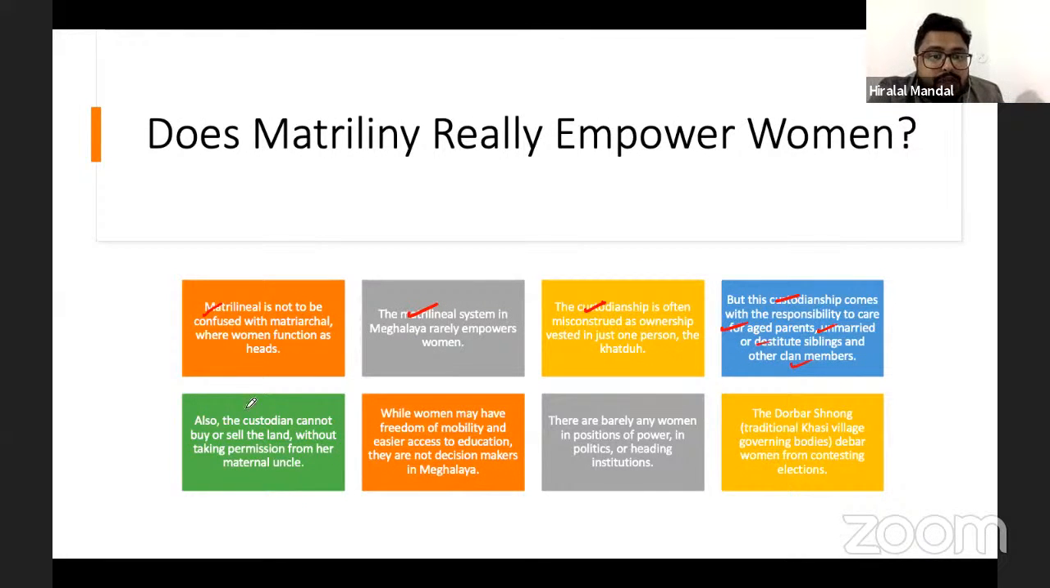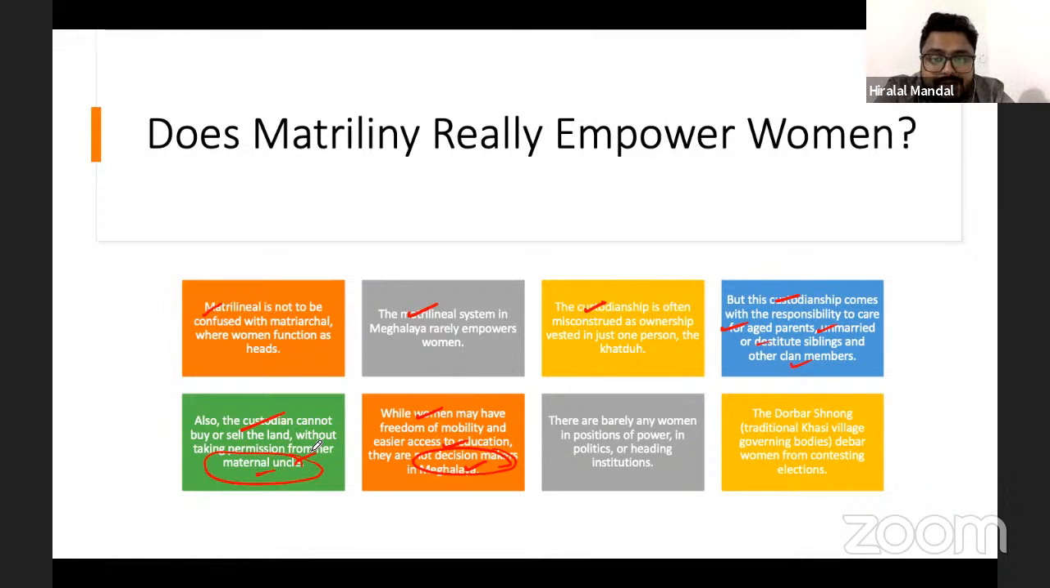As I said, the custodian cannot buy or sell the land without taking permission from the maternal uncle. So therefore, the role of the male member comes into being. Women may have freedom of mobility and easier access to education, but they are not the decision maker. When it comes to the property, they don't take the decision. So the matrilineal does not translate into decision making done by the women members of the family.